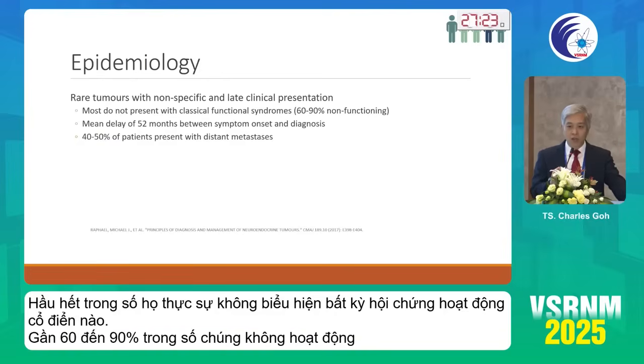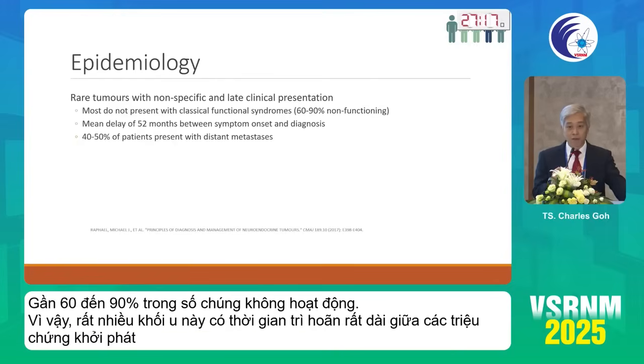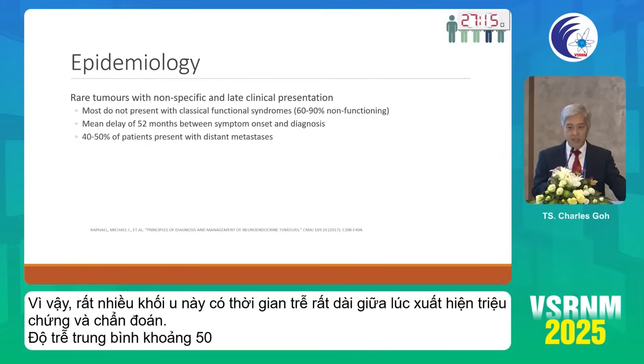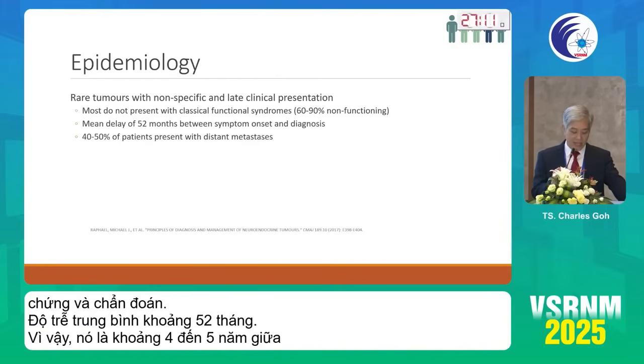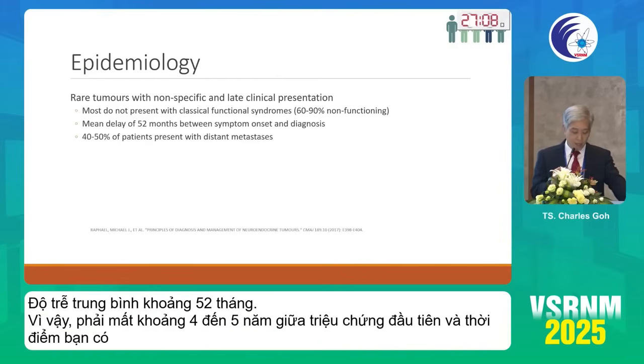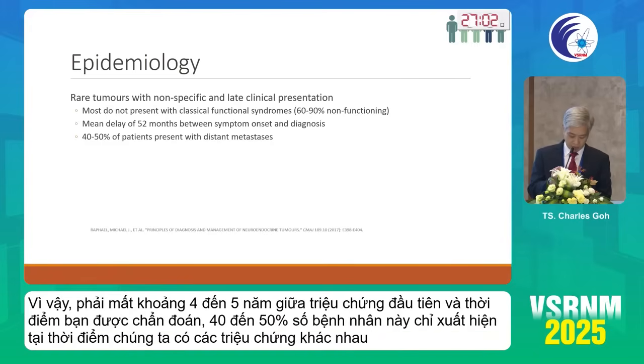So therefore, a lot of these tumors have a very long delay between the symptom onset and diagnosis, a mean delay of about 52 months. So it's something like 4 to 5 years between the first symptom and the time you have the diagnosis. 40 to 50% of these patients only present at the point they have distant metastasis.